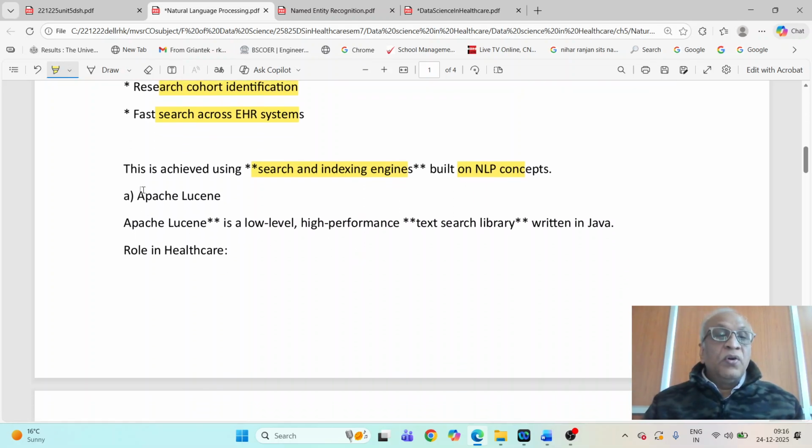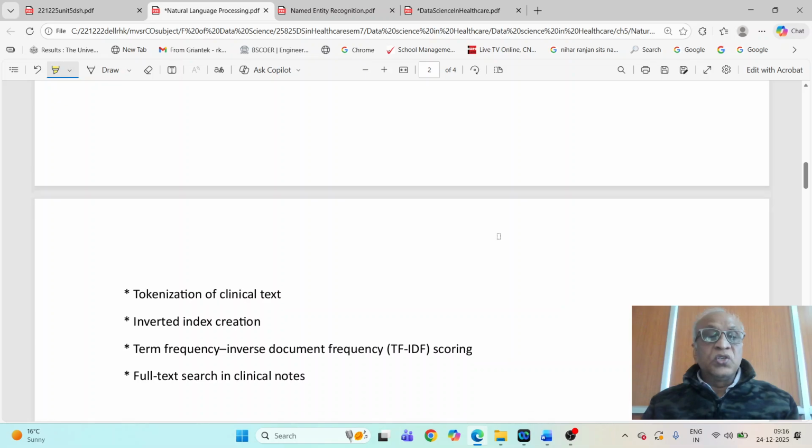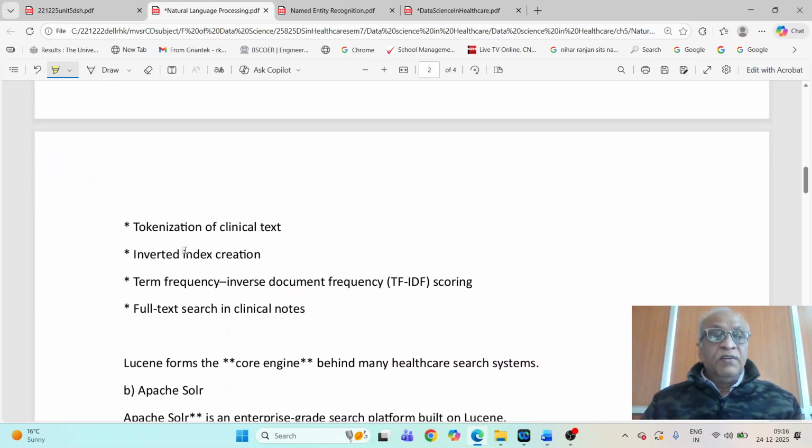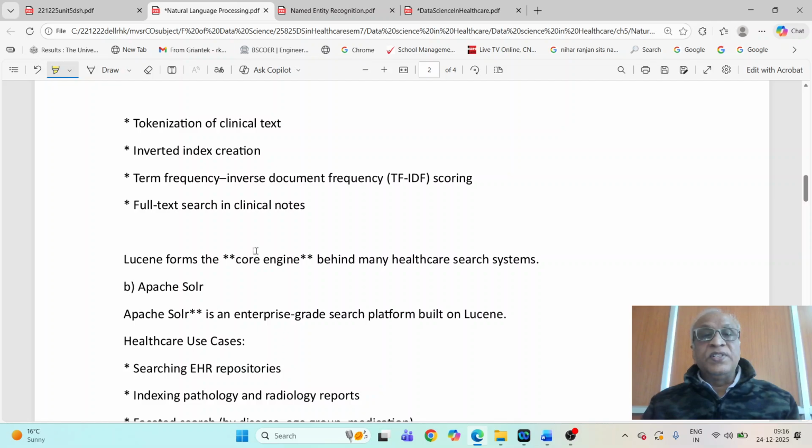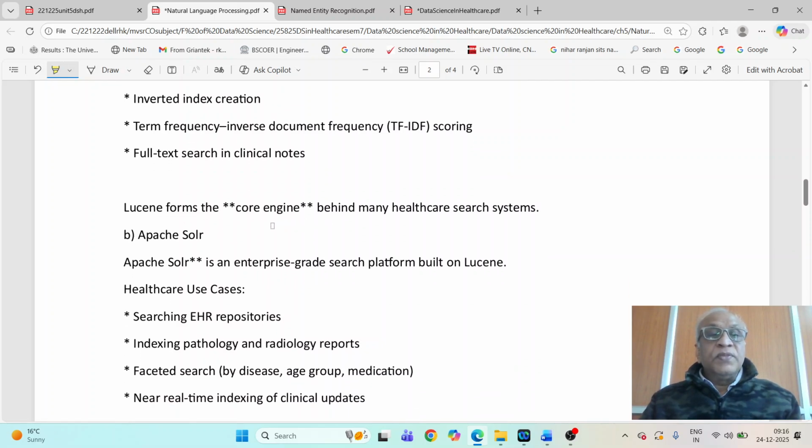For example, you have Apache Lucene. It's a text search library. What is its role? Tokenization, inverted index creation, term frequency-inverse document frequency scoring, and full text search in clinical notes. Lucene forms the core engine behind many healthcare search systems.